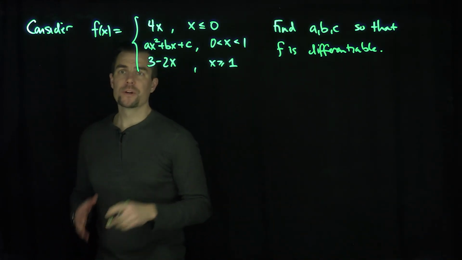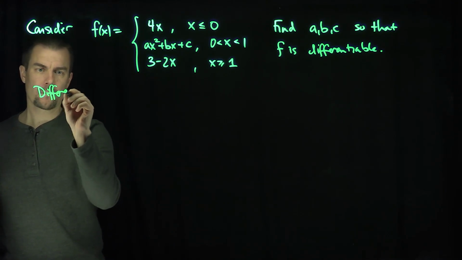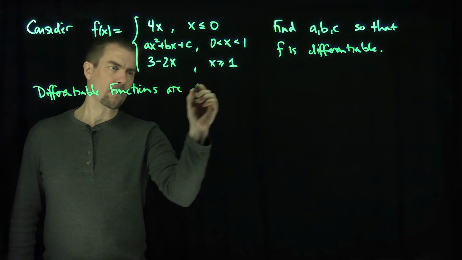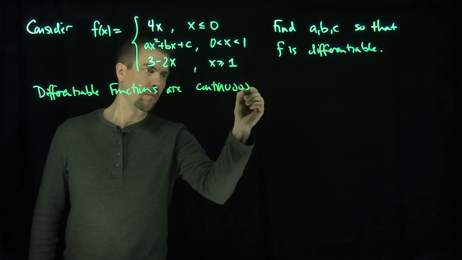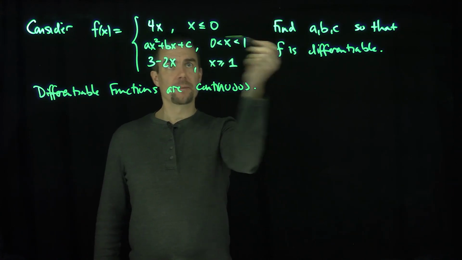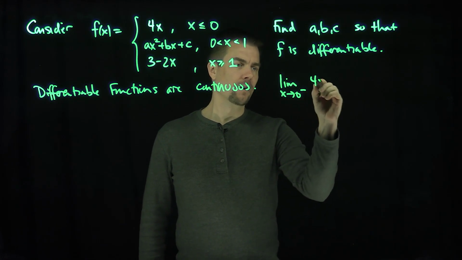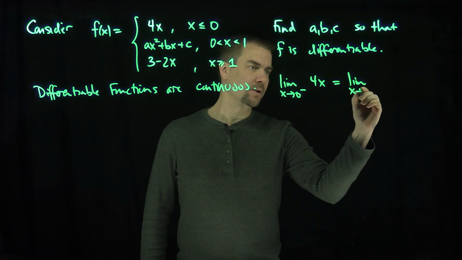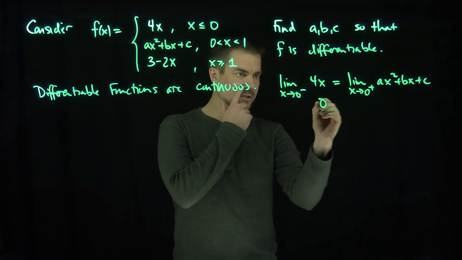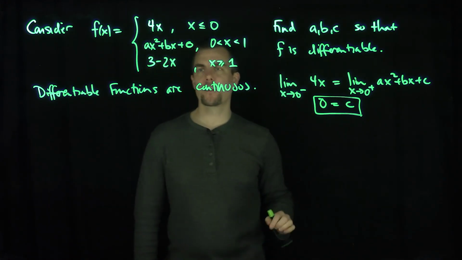Well, we know that differentiable functions need to be continuous. So differentiable functions are continuous. And what that means is this function has to have a limit as x goes to 0 from the left, equal to the limit as x goes to 0 from the right. So the limit as x goes to 0 from the left of 4x has to be equal to the limit as x goes to 0 from the right of ax squared plus bx plus c. So that tells me that 0 is equal to c. So c has to be equal to 0. So that's going to be a 0 over there. We can update that now.